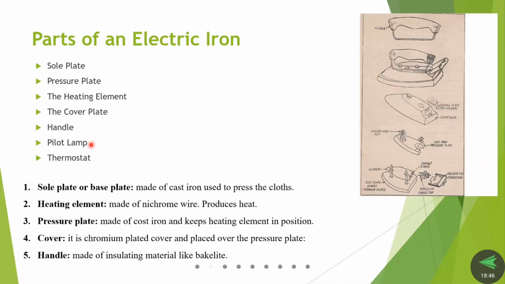Sole plate is a base plate that is made up of cast iron and used to press the clothes. Second one, heating element, it is placed after the sole plate, it is made up of nichrome wire and it produces the heat. Third one, pressure plate. The pressure plate is also made up of cast iron and keeps the heating element in a proper position. So it gives the stability for the heating element.